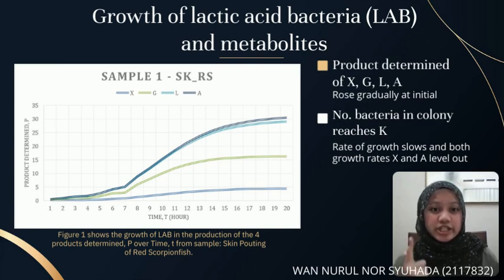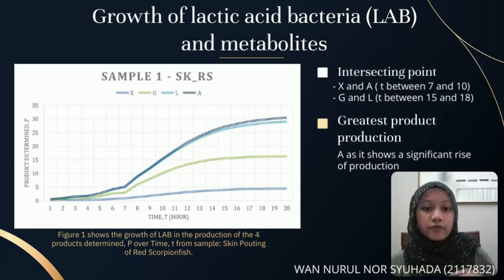The product determinants X, G, L, and A rose gradually and initially, as shown in Figure 1. Because both X and A starting growth rates are minimal, there is an intersecting point between T equal to 7 and T equal to 10. The reason is that the product's maximal output is low, suggesting a limited carrying capacity K. When the number of bacteria in a colony reaches its K, the rate of growth slows down, and the growth rates of X and A level out. There is also an intersecting point for G and L development between T equal to 15 and 18. Figure 1 also shows a significant rise in L production, making it the greatest production identified. As a result, it creates the greatest bacterial concentration or proliferation.